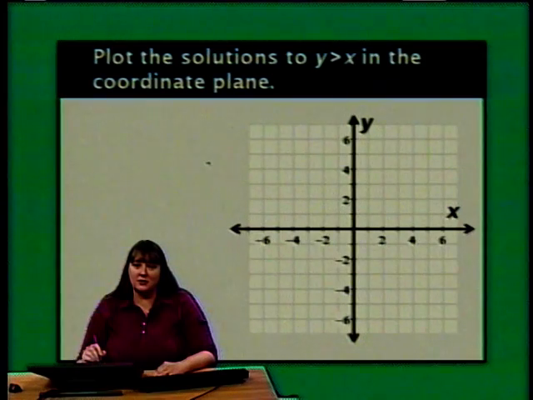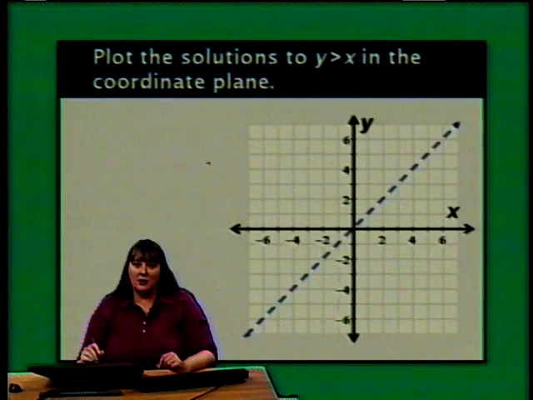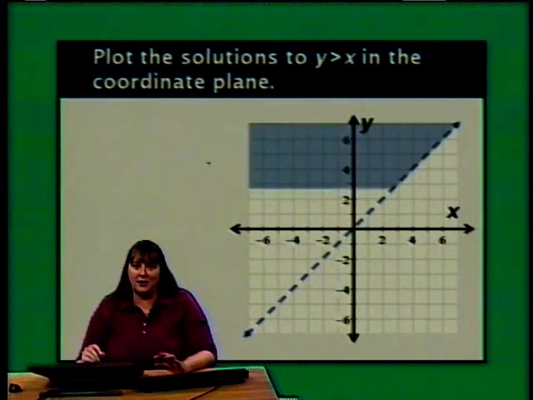Now let's plot the solutions to y is strictly greater than x in the coordinate plane. This time again our boundary line is the line y is equal to x. But we're going to draw a dashed line because the boundary line is not included. We only want values of y that are strictly greater than x. So we draw our line y equals x with a dashed line, and we want to pick y values that are greater than x. Well, we discussed if we pick a point on the line, y is equal to x. We don't want y is equal to x, so we drew a dashed line. If we pick points above the line, y is going to be greater than x, so I need to shade above the line.